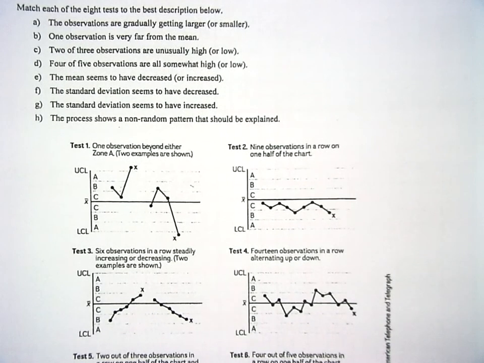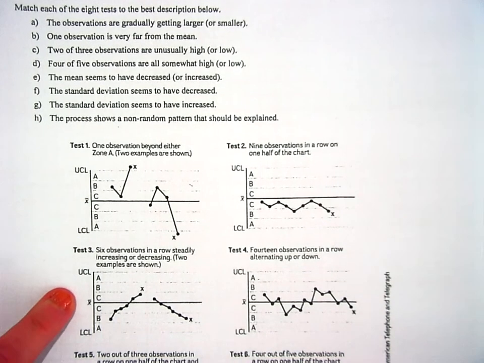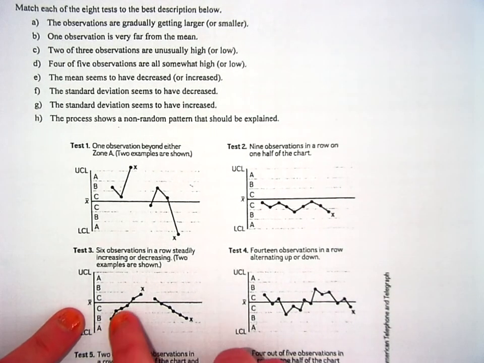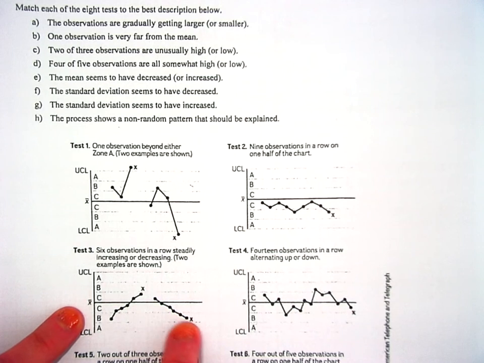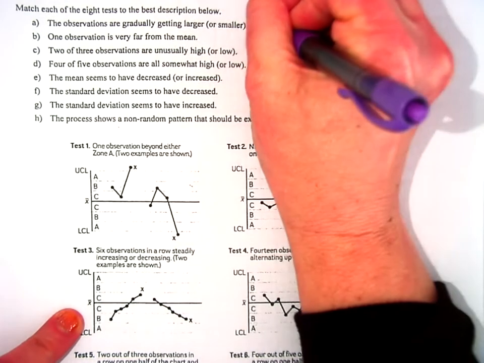All right, so unpause. Looking at the first description, the observations are gradually getting larger or smaller. So here we're saying, where is it that we're seeing this upward trend or downward trend over a period of time? Observations getting gradually larger or smaller should be test 3 right here. So I see this gradual increase or gradual decrease over a period of time. So A would be test 3.